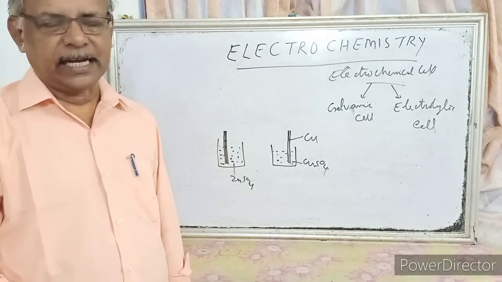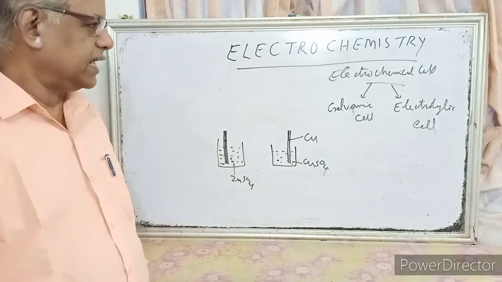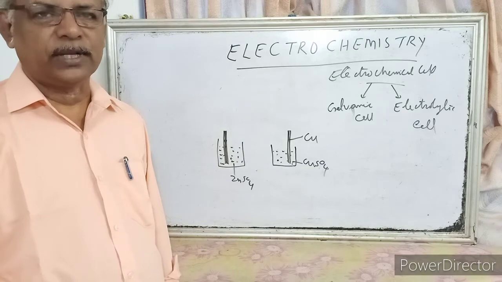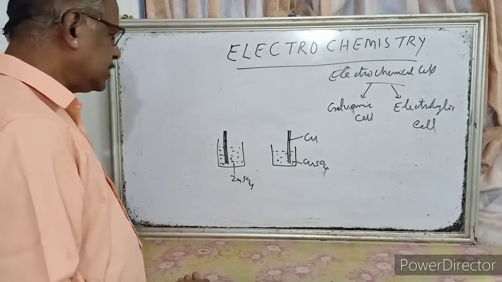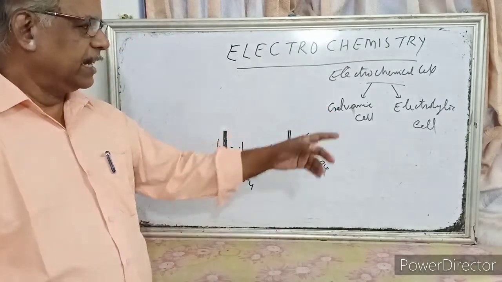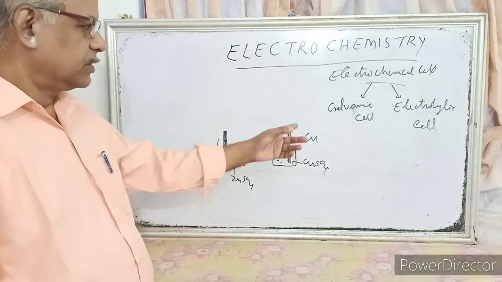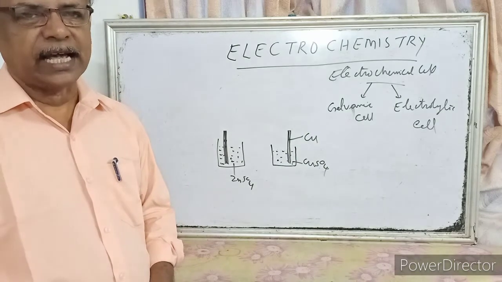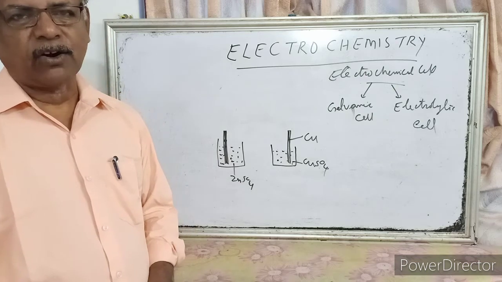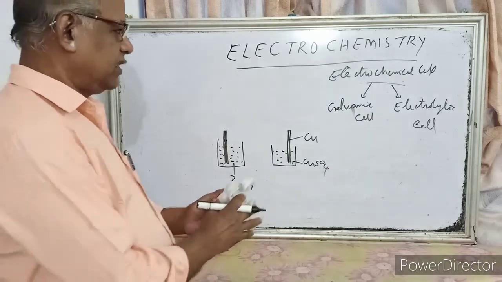Galvanic cells are the cells which produce electricity as a result of chemical reaction, and electrolytic cells are cells which consume electricity during the reaction. So galvanic cells produce electricity during a chemical reaction, and electrolytic cells consume electricity during the reaction. An example for galvanic cell is Daniell cell, dry cell, etc. And for electrolytic cells, examples are electrolysis, electroplating, etc. So first you have to study a galvanic cell.